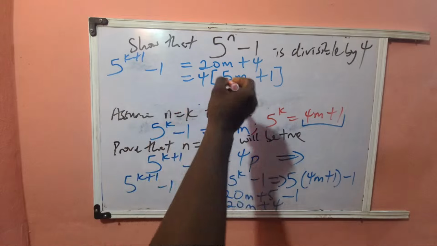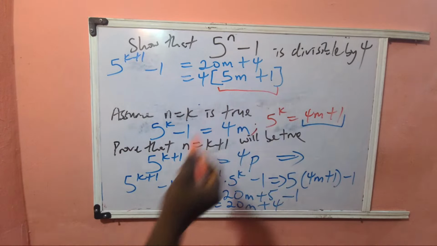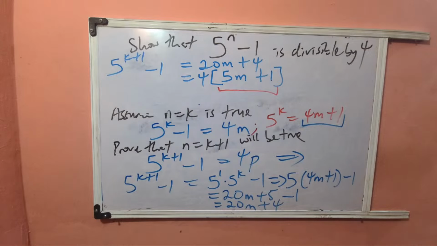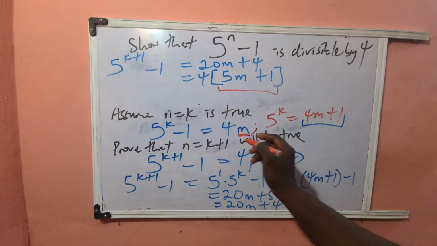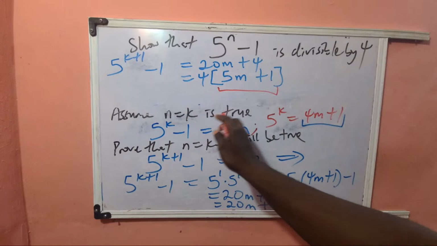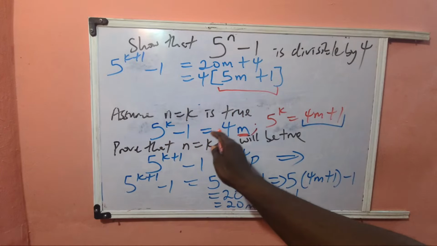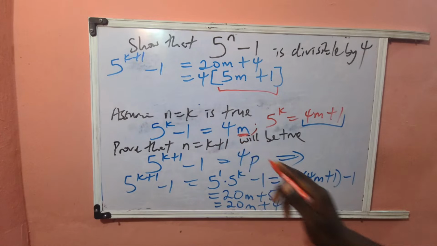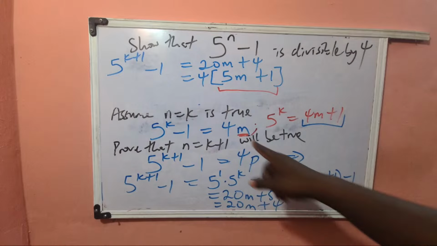Now let's pay attention to something. Can anybody tell me, with this 5m plus 1, is it going to be an integer or not? I want you to investigate it with your own mind. Let me answer that in case you are still wondering. It's going to be an integer, and this is why. Don't forget, this m we told you was an integer. Because if n equals k is true, then 5 raised to the power k minus 1 must be equal to 4 times a particular integer. So that means m was an integer.